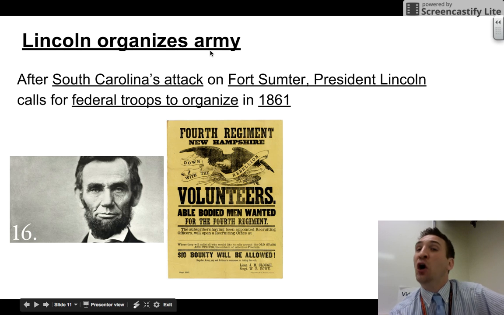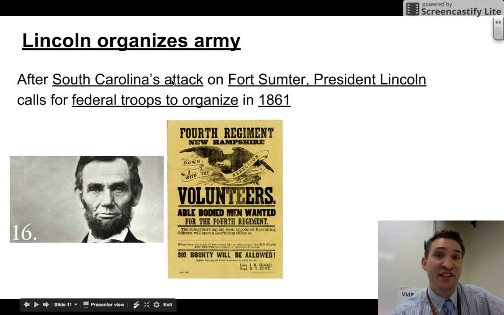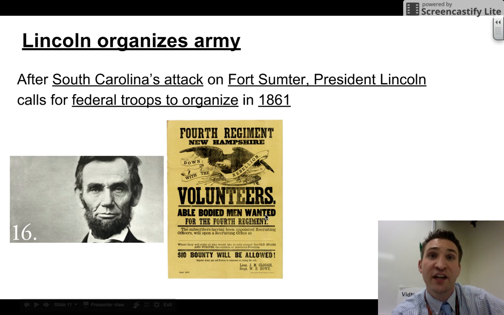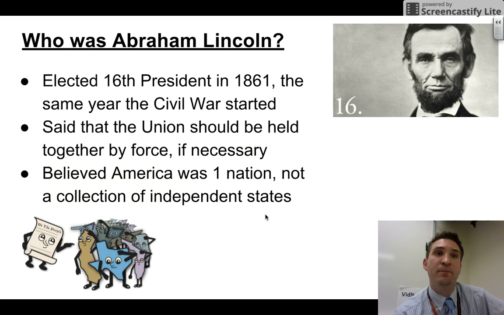Lincoln organizes an army. After South Carolina's attack on Fort Sumter, President Lincoln calls for federal troops to organize in 1861. There is the 16th president of these United States, and here is an example of a recruitment poster from New Hampshire. Down with the rebellion. Volunteers, all able-bodied men wanted to fight these rebels.